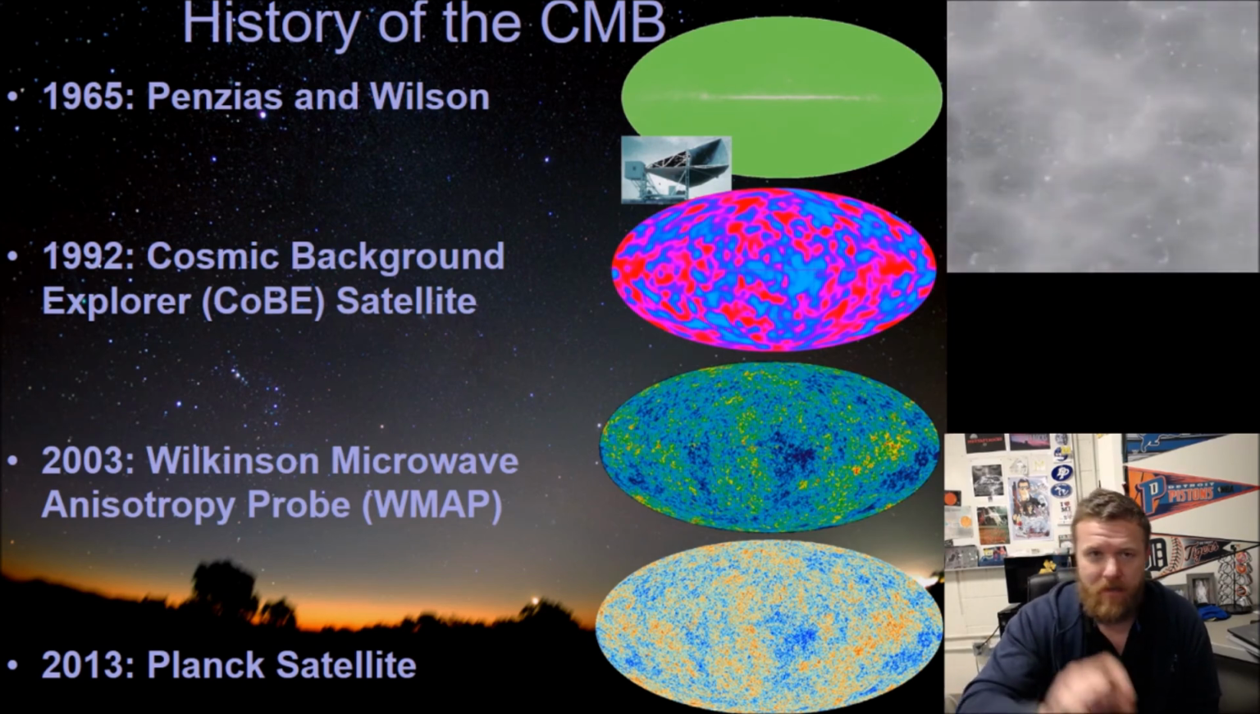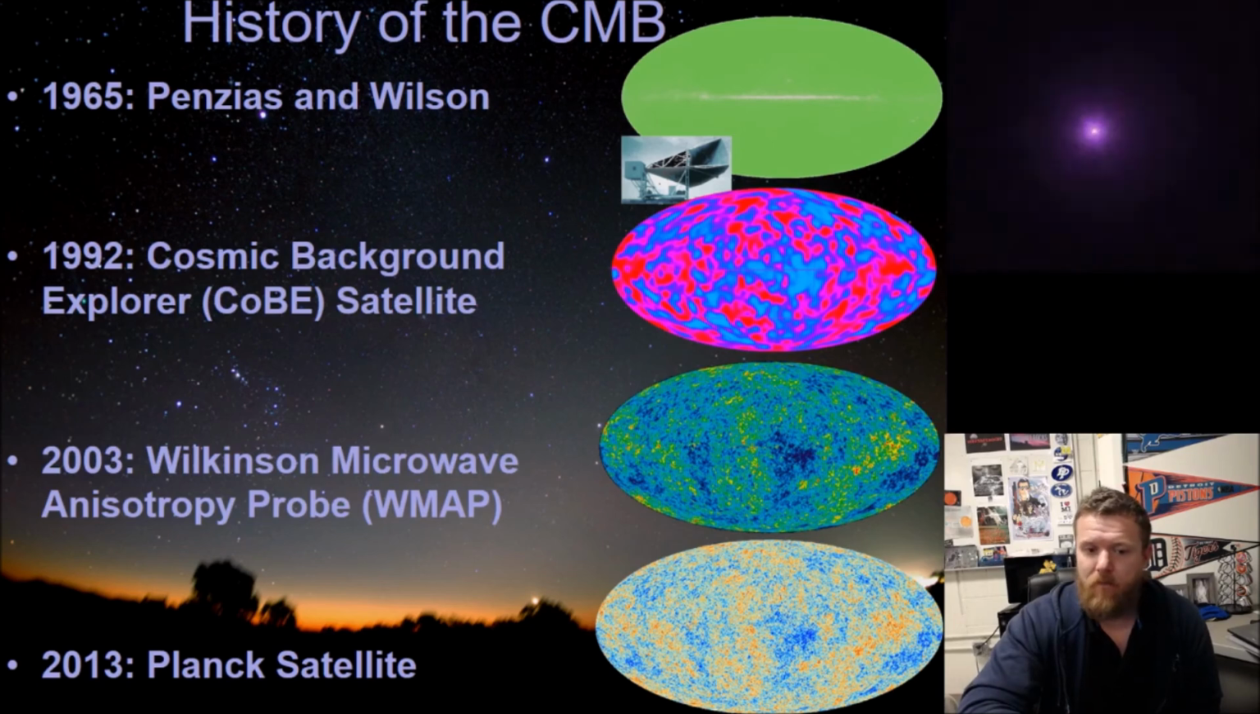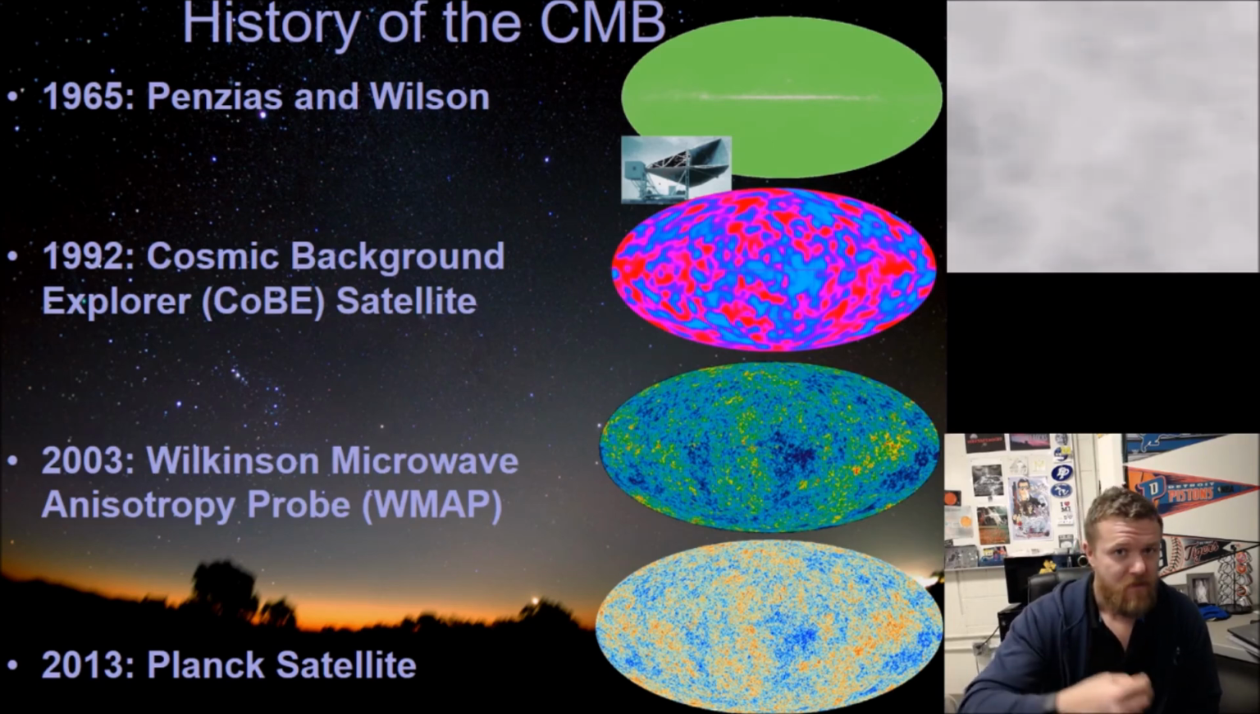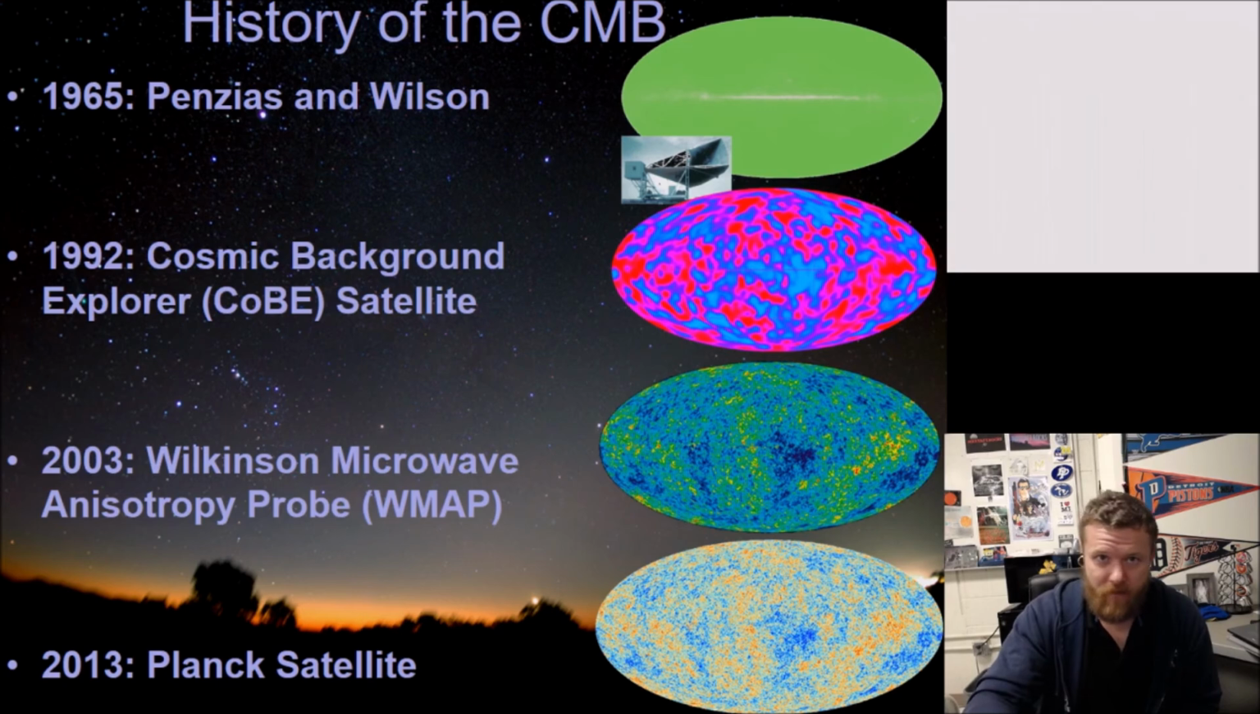So we can see this light, and that light is in the microwave part of the spectrum, and that tells us the temperature, using blackbody radiation, of the little tiny baby universe.